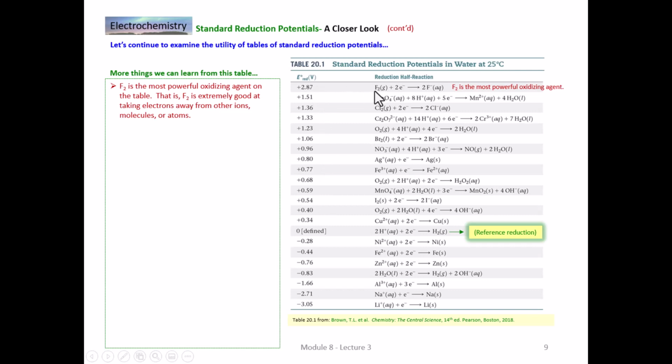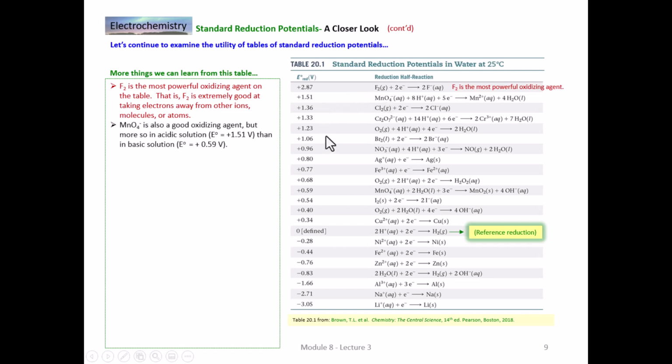So F2, fluorine, the element, we would consider to be very electron hungry. It can strip electrons from many different reagents because the reduction of fluorine to fluoride is so favorable. So fluorine is the most powerful oxidizing agent, the most able to remove electrons from other reagents listed on the table.